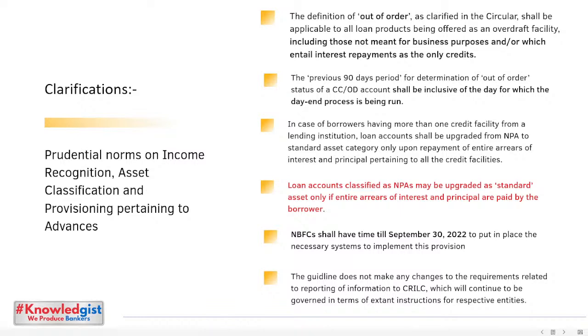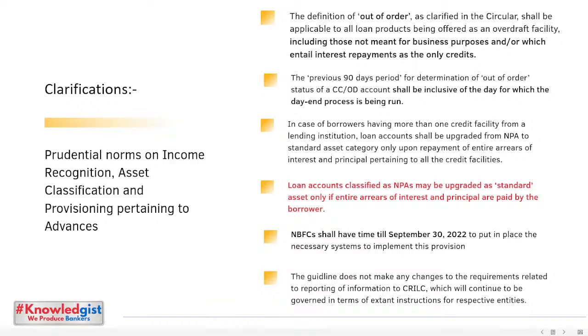I took a separate class on loan evergreening. Only by taking the interest, many banks were upgrading accounts from NPA just to avoid additional provisioning. Reserve Bank of India is now stricter to stop loan evergreening, or you can call it window dressing. NBFCs shall have time till September 30, 2022 to put in place all necessary systems to implement these provisions. The guidelines do not make any changes to the requirements related to CRILC, which will continue to be governed in terms of extant instructions for respective entities.